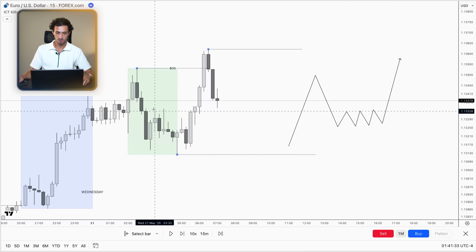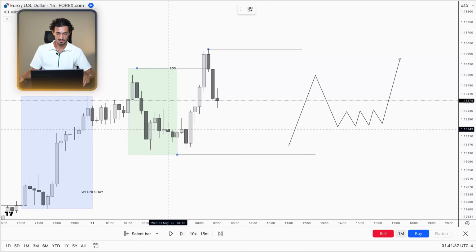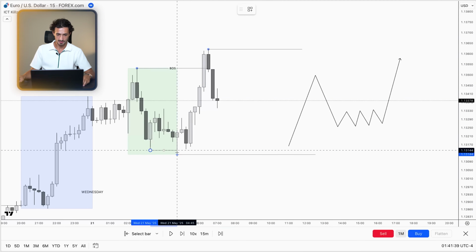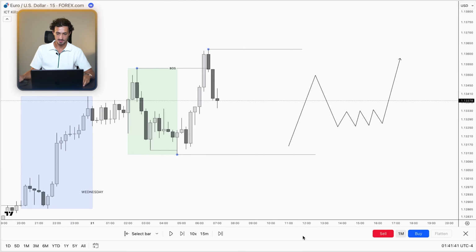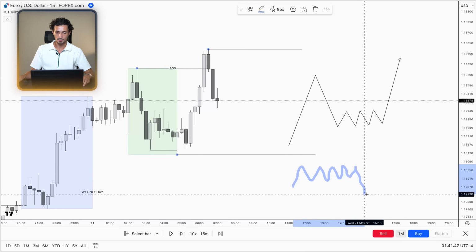I'm really interested in this entire area, but I can refine it by understanding that this low here was liquidated. A lot of times in these areas, when you're having these ranges, just before price goes higher, you'll see a sweep of the lows.